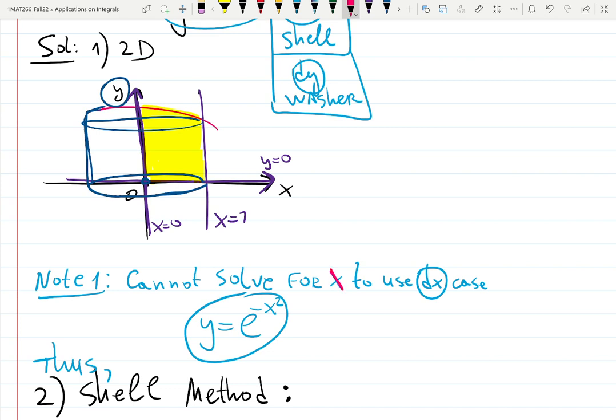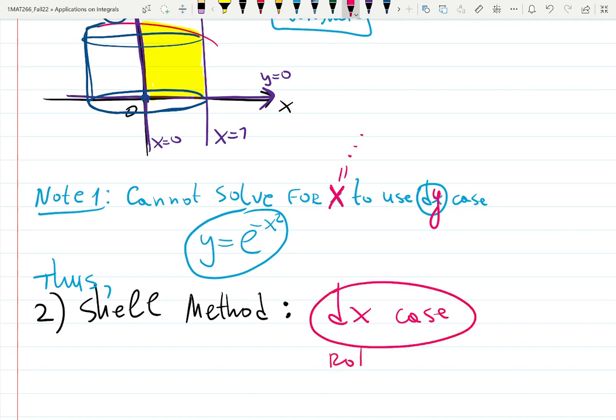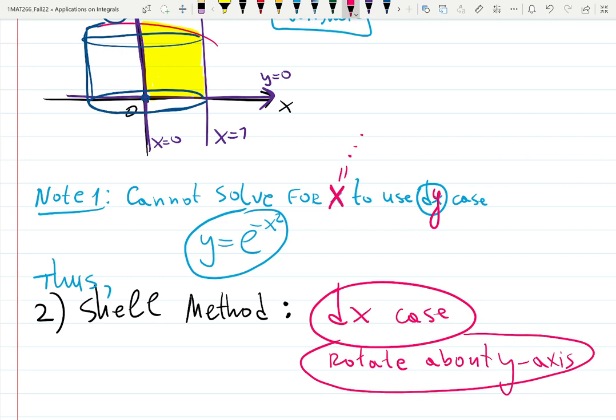If I want to solve for x, which method do I use? X equals blah, blah, blah, dy. Thank you. So change to the dy case. I don't want to use the dy case. I want to use the shell method now in order to keep the dx case, even though we rotate about the y-axis. And that's where the shell method comes in. That's my idea. Good job for catching the mistake, whoever did.